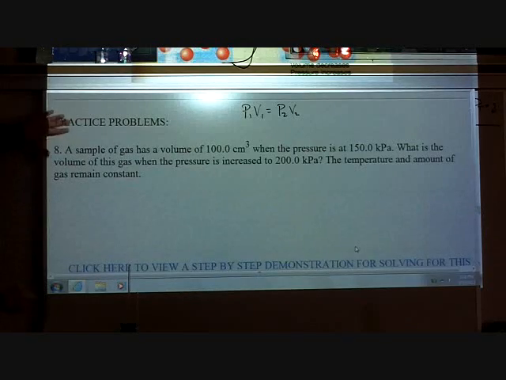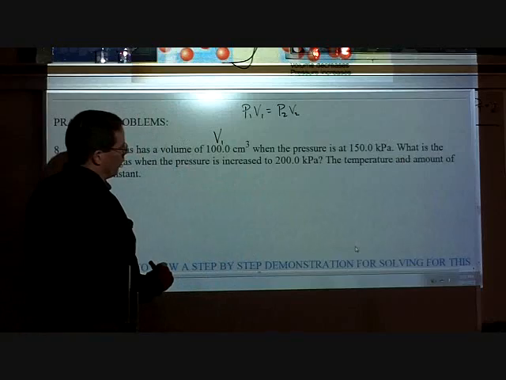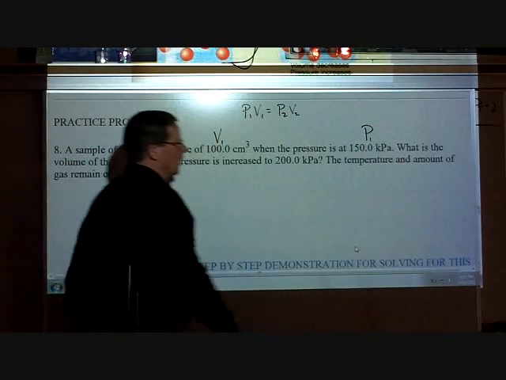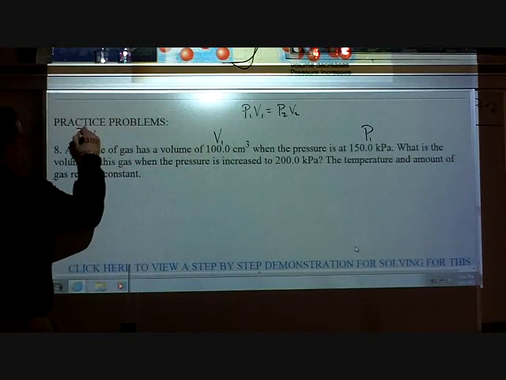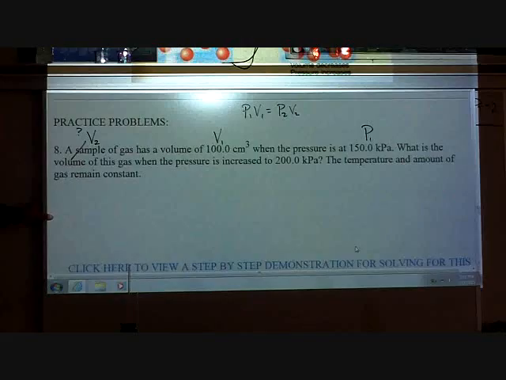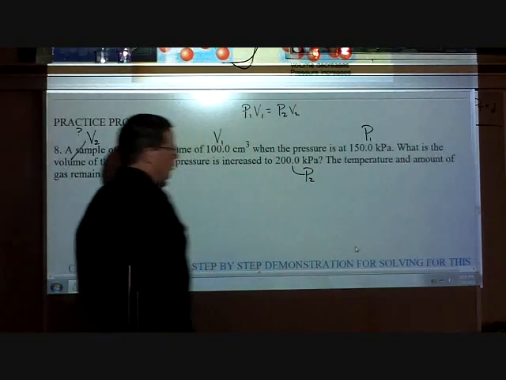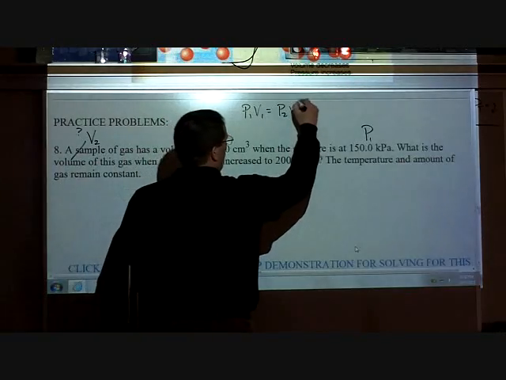All right, so number 8 says a sample gas has a volume, V1, of 100 centimeters cubed when the pressure, P1, is at 150 kilopascals. Question is, what is the volume, V2, of this gas when the pressure is increased to P2, 200 kilopascals, and it says the temperature and amount of gas remain the same. So which variable are we solving for here? Volume. Yeah, we're looking for the final volume.